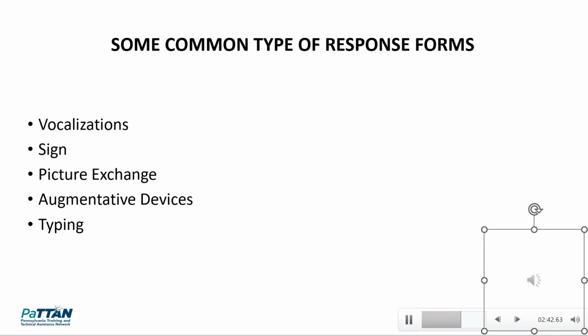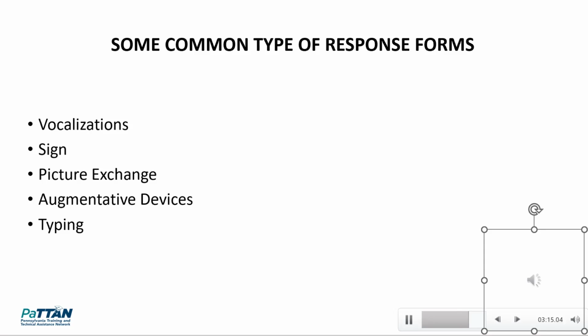Finally, we're going to talk about typing. Typing is an option to consider when individuals can utilize a keyboard and have the ability to spell. If this is the case, using a typing app on an augmentative device with a voice output would be a great response form. It is easy for the listeners to understand, and the individual is not limited to the icons and pictures loaded into the augmentative device.